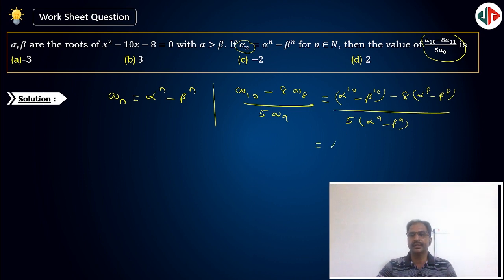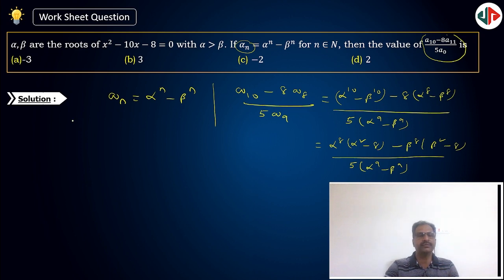In the numerator, if I take alpha power 8 common, then what I get? Alpha square minus 8. Similarly, take minus beta power 8 common, again you get beta square minus 8, by 5 into alpha power n minus beta power n. Now, alpha is the root of the given equation, meaning in place of x I can put alpha. So alpha square minus 10 alpha is equal to 8. Similarly, beta square minus 10 beta is equal to 8.